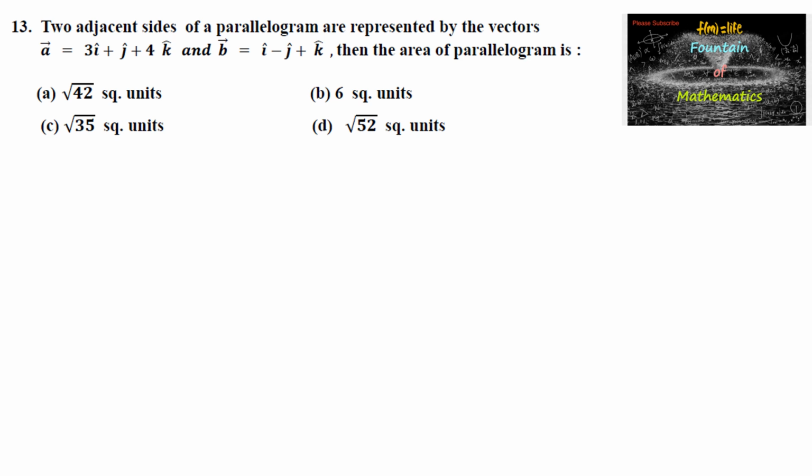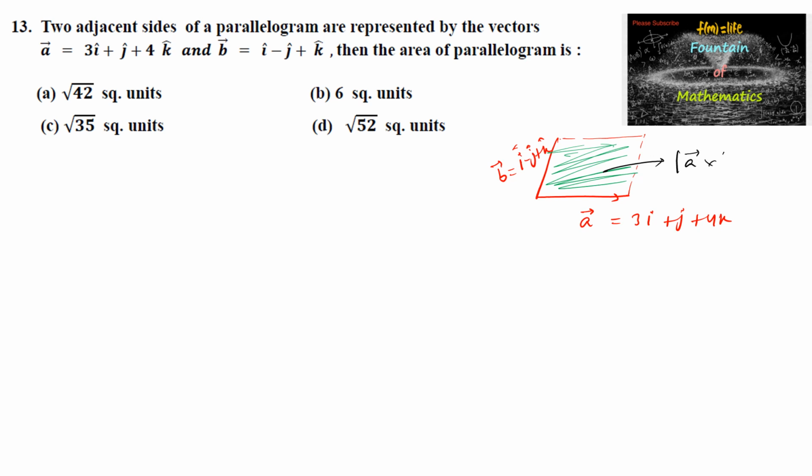Two adjacent sides of the parallelogram are given by the vectors A vector is equal to 3i plus j plus 4k and B vector is equal to i minus j plus k. Then the area of the parallelogram is given by mod of A cross B. The vector area is A cross B and the area of the parallelogram is mod of A cross B. So let us find A cross B here.